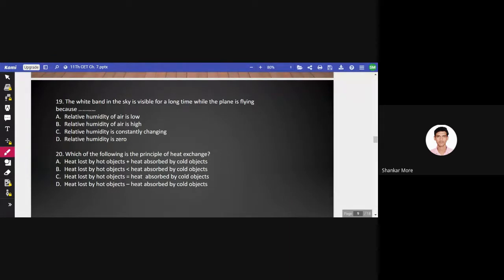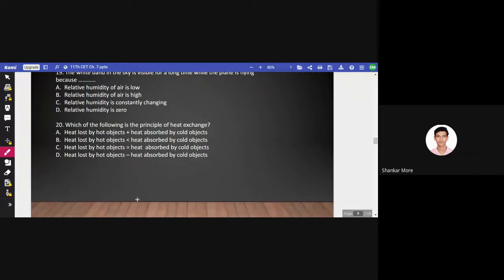Okay, so the next question is, which of the following is the principle of heat exchange? So see, now don't tell me that I haven't studied this chapter. I need a correct answer from everyone. Heat lost by hot objects is equal to heat absorbed by cold objects should be the correct answer, and I am very happy that most of the students are giving it. Okay, chalo theek hai. Great.